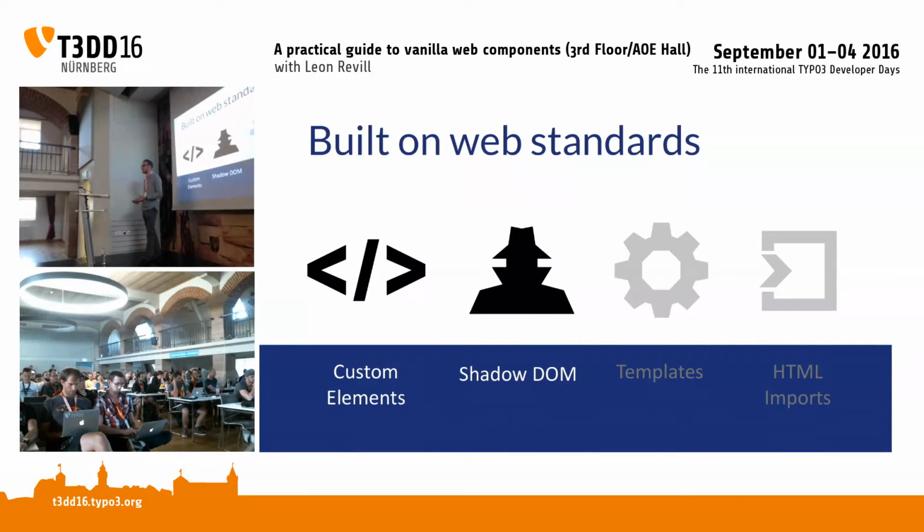So I keep talking about web components being built on top of web standards, and these are those. We have got custom elements, shadow DOM, templates, and HTML imports. They're the 4 sub-specifications which make up the web component standard.